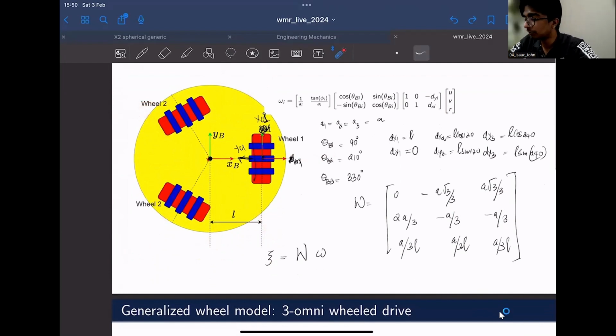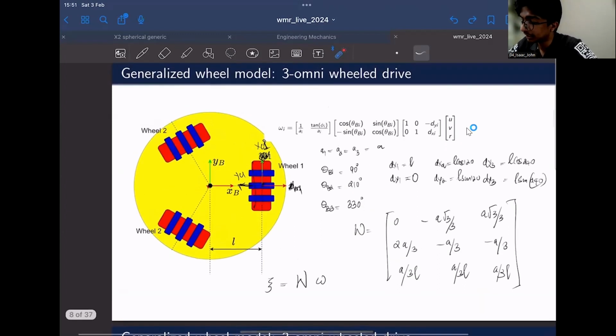So these sorts of robots, where it can realize all sorts of maneuverability, are called holonomic robots, where it can also easily be tested. If you check the rank of this W matrix, all configurations that have a full rank, that is 3, are holonomic.